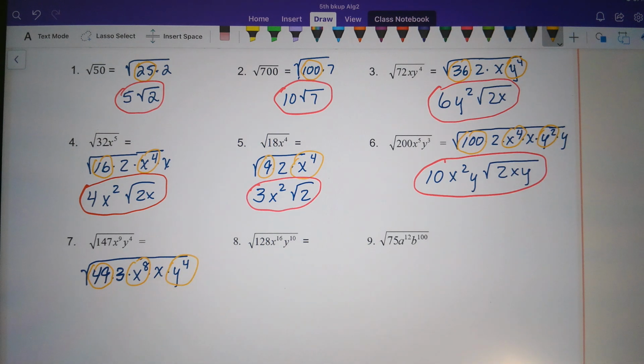Circle the things that are perfect squares. So in this case, I'm going to write down what's going to remain, and that is the square root of 3x. It is not circled, so I'm bringing that down. Now here, what is circled, out comes their square root. Square root of 49 is 7, square root of x to the 8th is x to the 4th, square root of y to the 4th is y squared.